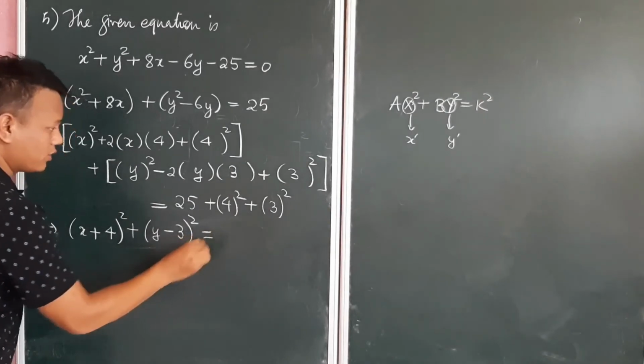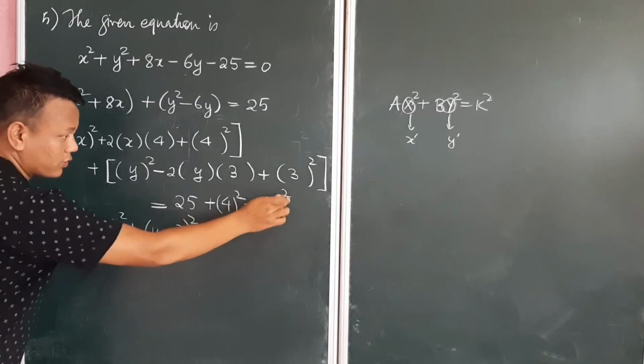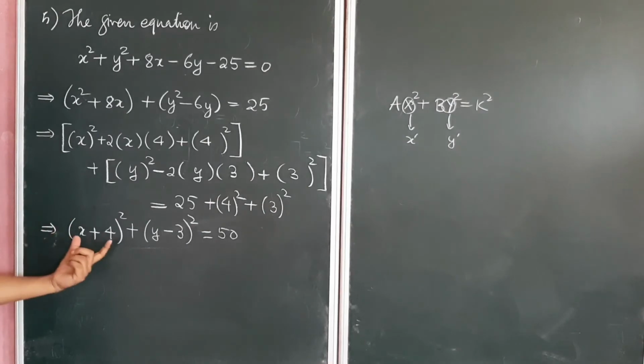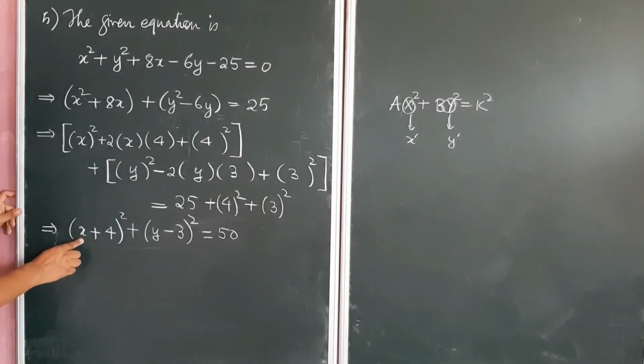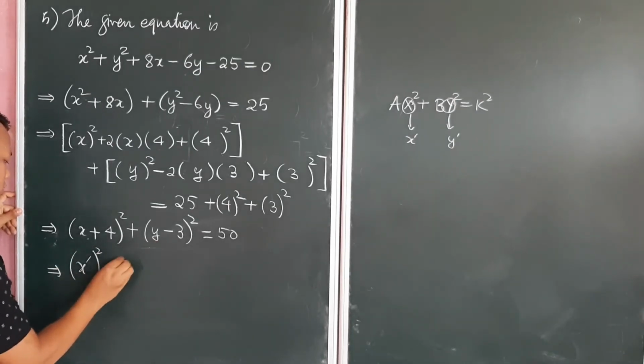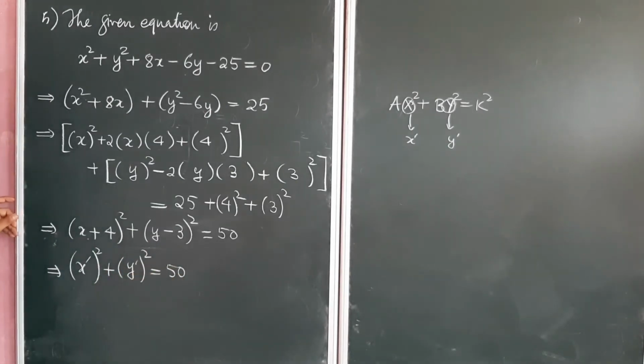Okay, so let us quickly simplify this. So this is 25 plus 16 plus 9, right? So 4 square is 16, 3 square is 9. So this gives me, I think, 50, isn't it? Right? Okay, so this particular thing acts like my x dash. Okay, so we have, instead of this I am writing x dash square plus, instead of this I am writing y dash square equals to 50. Okay, so I need to see whether I have reduced this into that format or not.